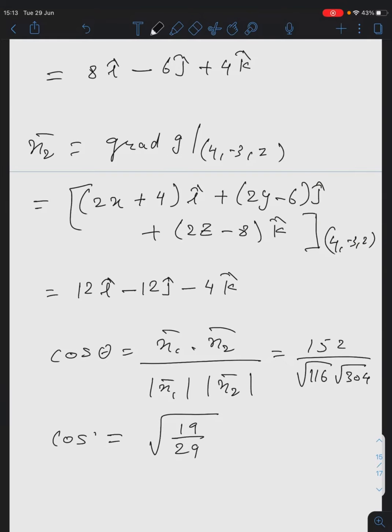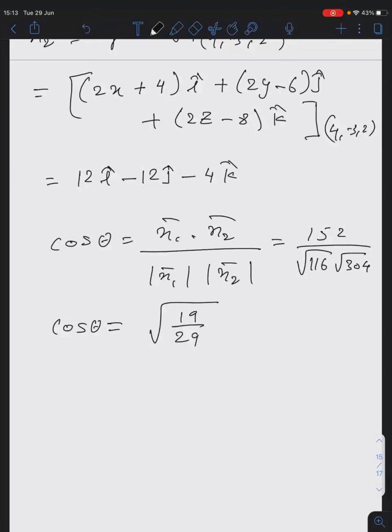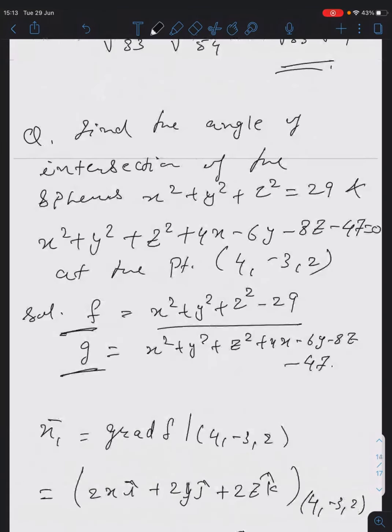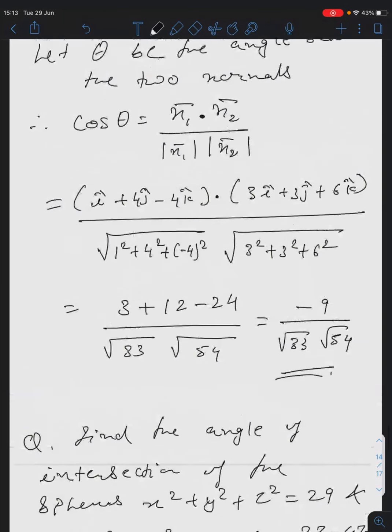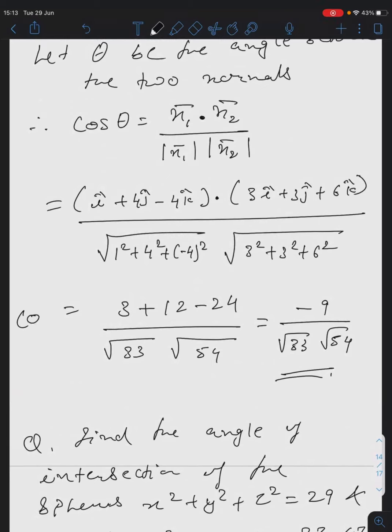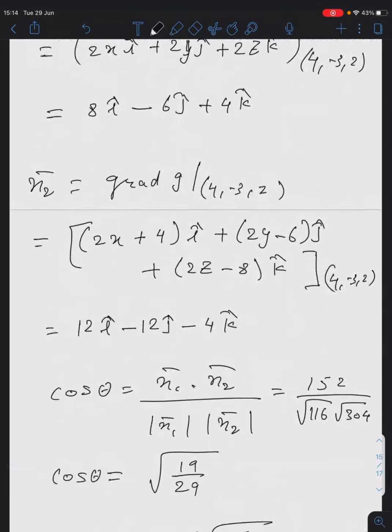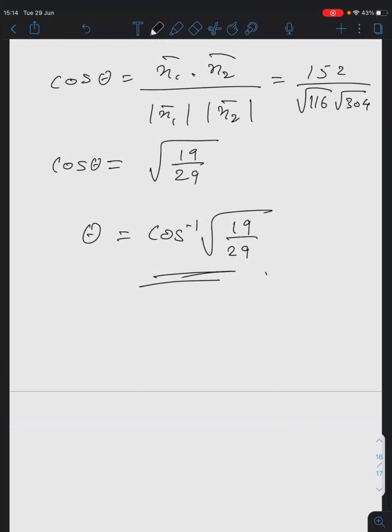Is it this one? That is cos theta. From here you will get theta is equal to cos inverse of root over of 19 by 29. In the previous case also you can mention theta is equal to something you got. This is the cos theta value. We are supposed to actually calculate theta, right? So this will be cos inverse of minus 9 by root over of 33 by root over of 54. Anyhow, the minus will be changed. There won't be any minus.